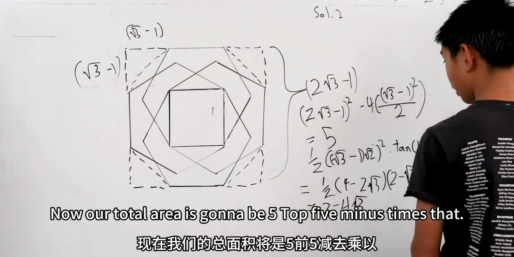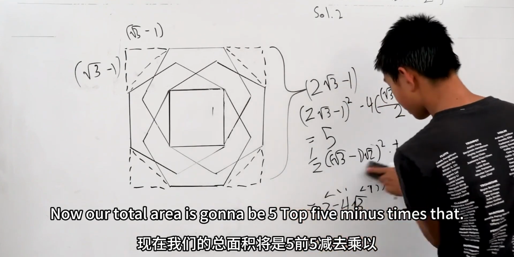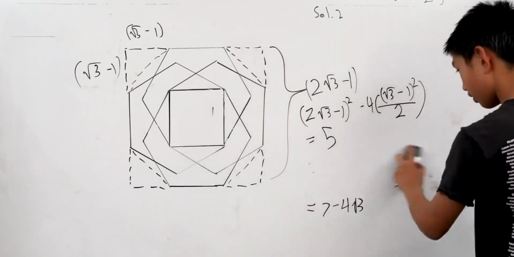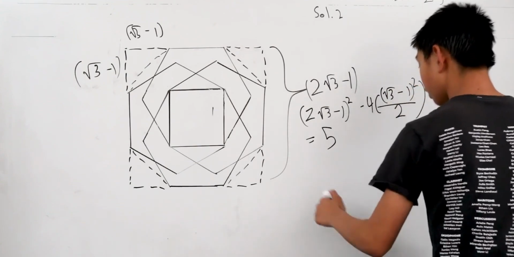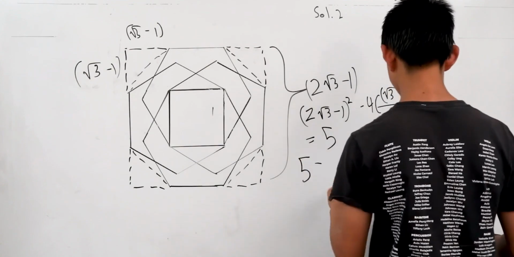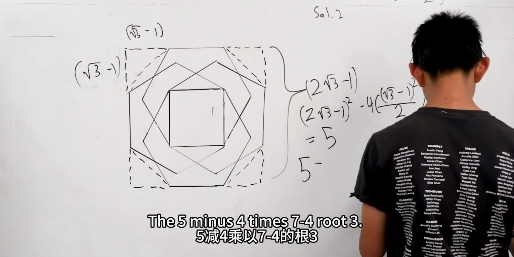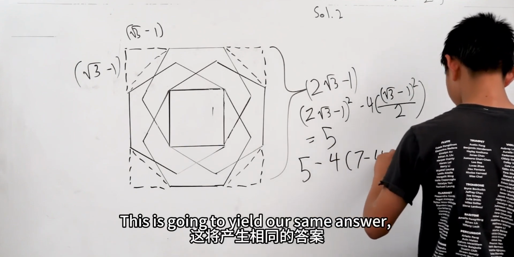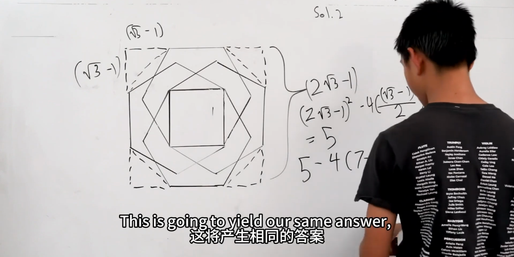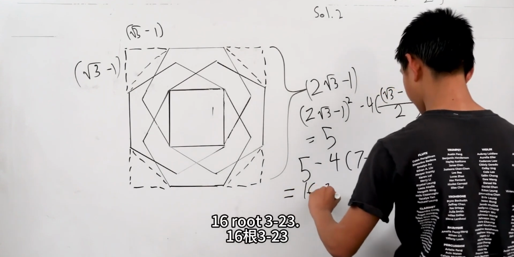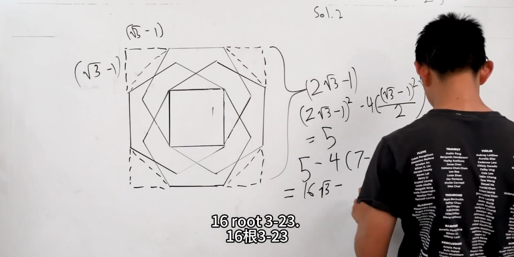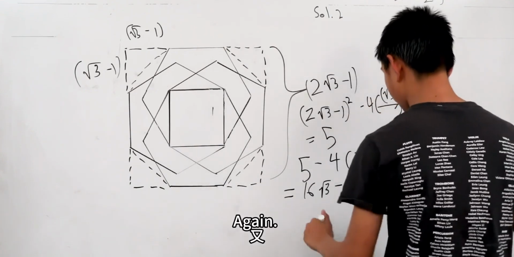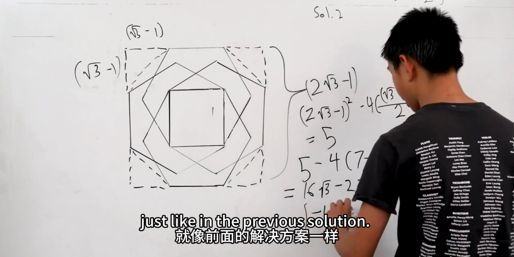Now our total area is going to be 5 minus 4 times that. So we can do that real quick. This is 5 minus 4 times 7 minus 4 root 3. This is going to yield our same answer, 16 root 3 minus 23. So summing all those up again, we get our answer as -4, just like in the previous solution.